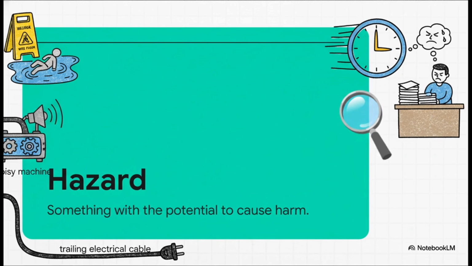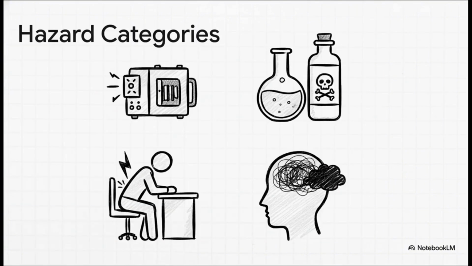A perfect example is a simple trailing electrical cable. See, it's not hurting anyone right now, but it has the potential to. That's the key word. Now, NEBOSH really wants to see that you can identify a good variety of hazards. A classic mistake is to just find 10 different trip hazards. You've got to look across different categories. Think about physical things like noise, chemical hazards like cleaning fluids, maybe some ergonomic issues from a bad desk setup, and please don't forget psychosocial hazards like work-related stress.